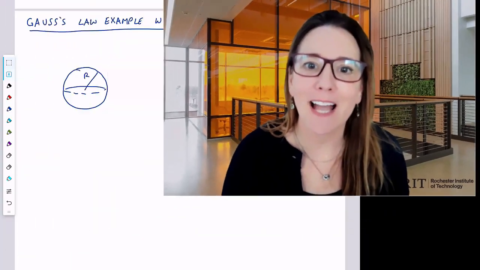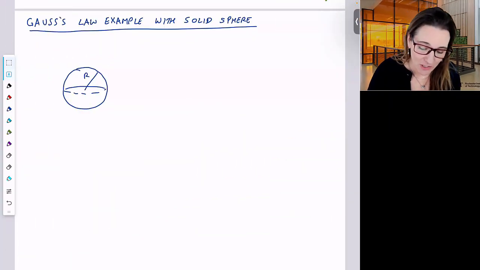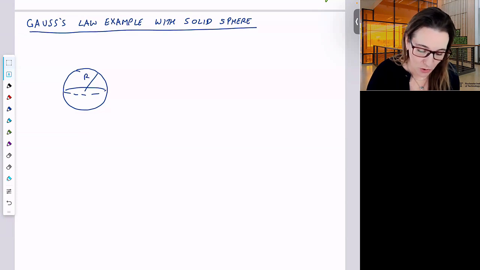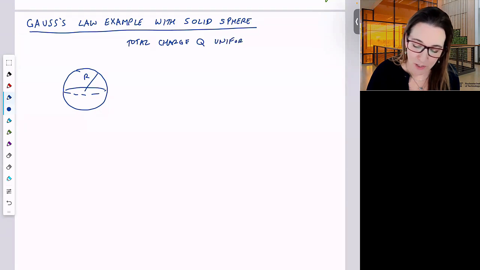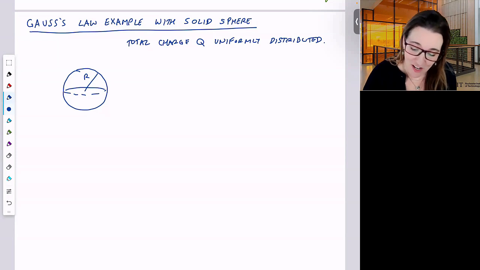In this video, we're going to dive into an example applying Gauss's law to a solid sphere. So here I have a solid sphere and it has a total charge Q. And for now, we're going to say that that charge Q is uniformly distributed throughout its whole volume.